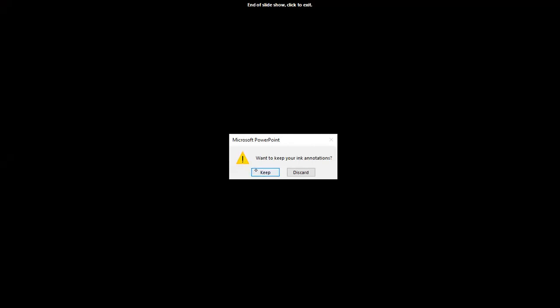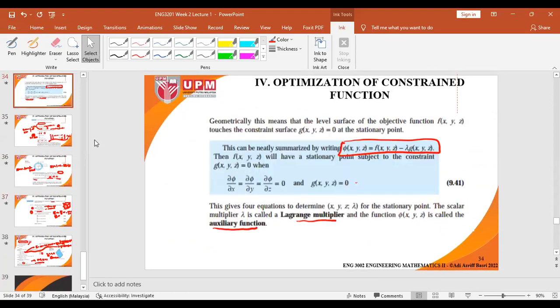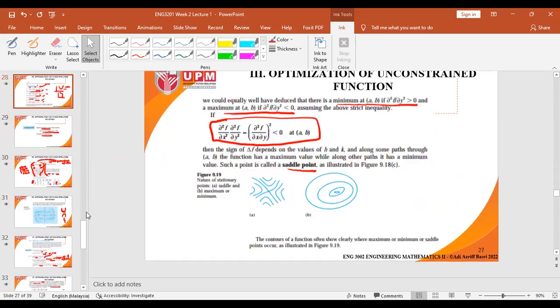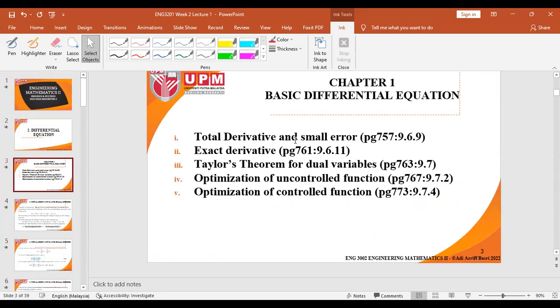Okay, that's for the topic of chapter 2, differential equation. So we have covered total derivative, small error, exact derivative, Taylor theorems, optimization of unconstrained functions, and optimization of constrained functions. So this is for chapter 2.